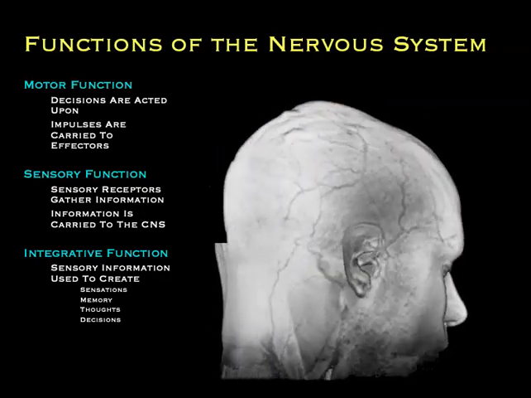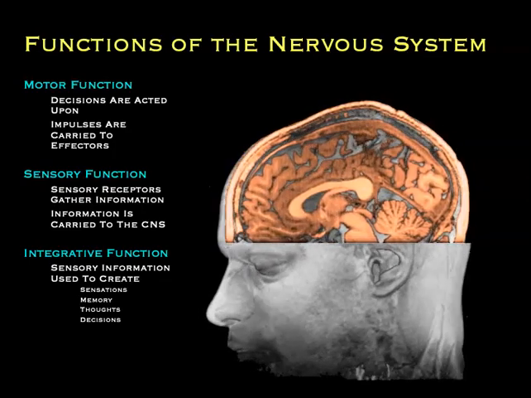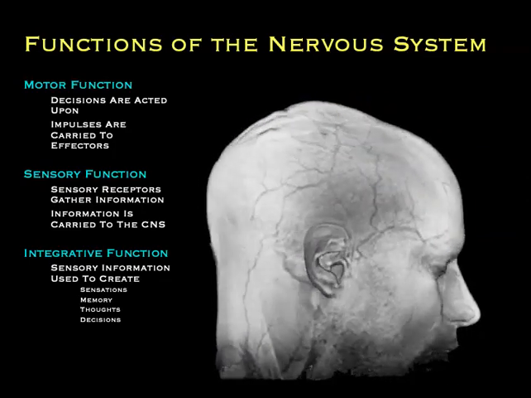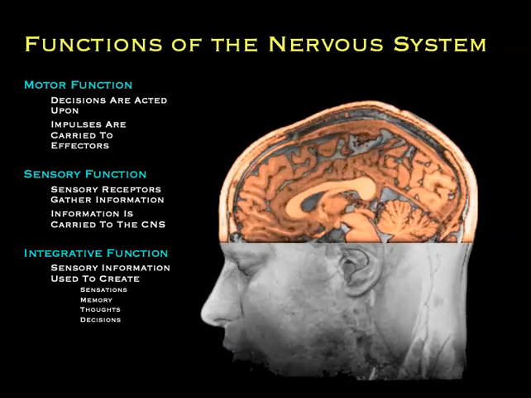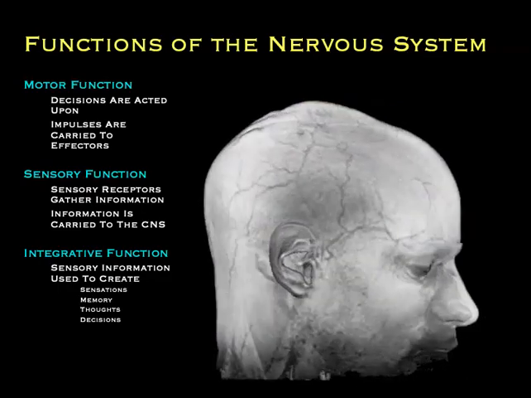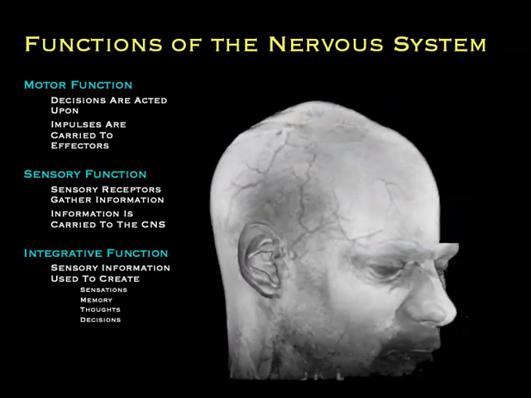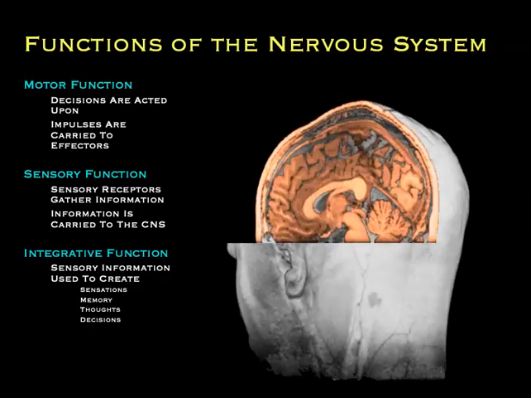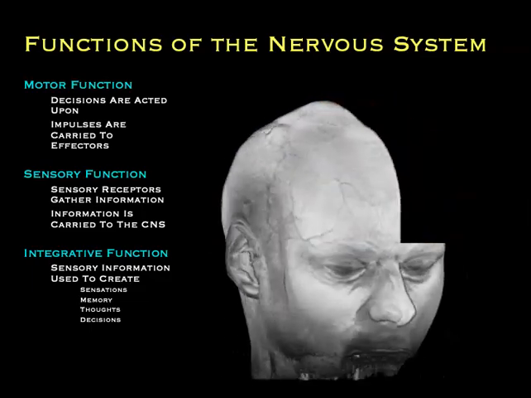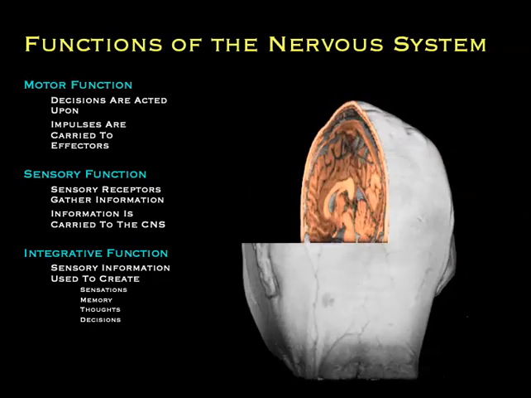So I take receptive information through the sensory system, carry it to the central nervous system, and that's where things are integrated. That's where things are processed, and really what we do is we create a mental model of the world, and then we can make decisions and actions based on what's necessary.